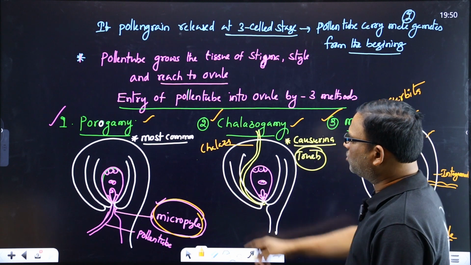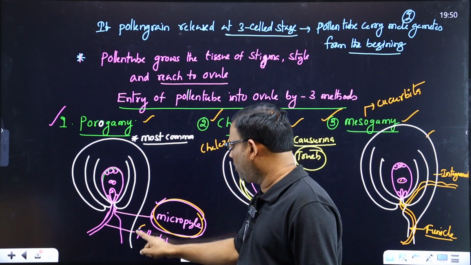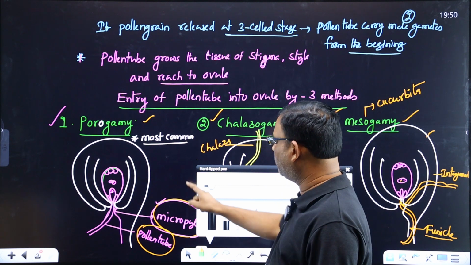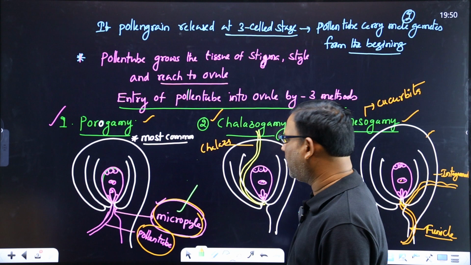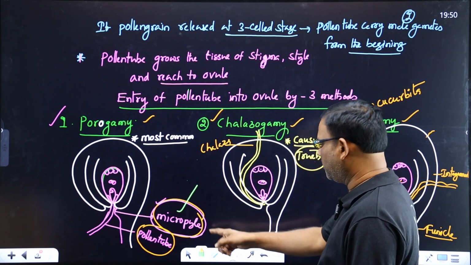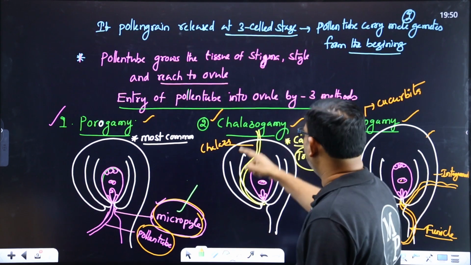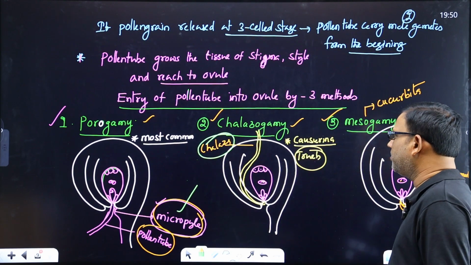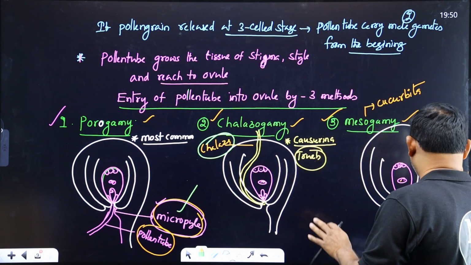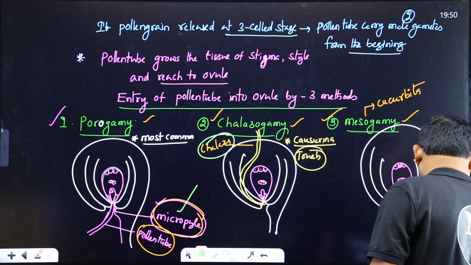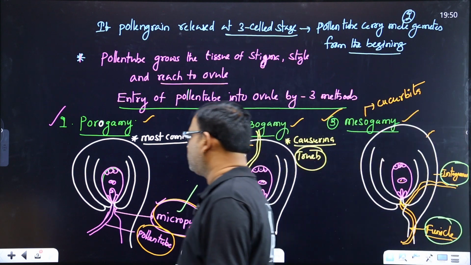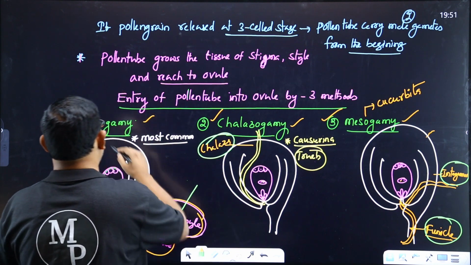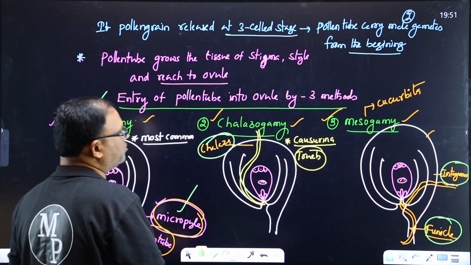So porogamy means the entry of pollen tube into the ovule through the micropylar region, that is called simple porogamy. Then entry of pollen tube through the chalazal region is called chalazogamy. The entry of pollen tube into the ovule through integuments or funicle is known as mesogamy. This is one of the ways of entry of pollen tube into the ovule.